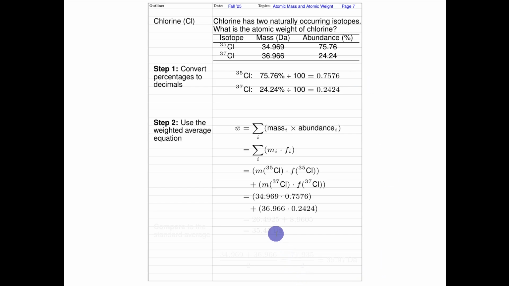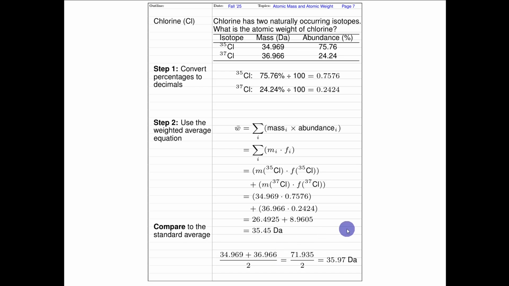The mass of the second isotope, chlorine-37, is 36.966, given in the table above, and the fractional abundance of chlorine-37, 24.24%, is 0.2424, which we got by taking the percent abundance and converting it into fractional form. When we calculate these numerical values, we get a value of 26.4925 plus 8.9605. The result is 35.45, which will be the atomic weight of chlorine.